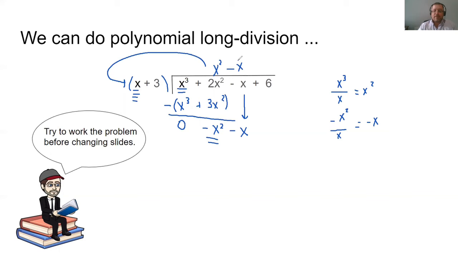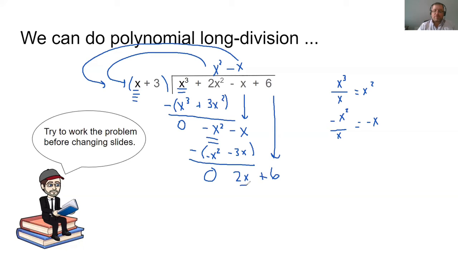Then I take the same negative x, and now I'm going to do the same process. I'm going to multiply it by this binomial. Negative x times x is negative x squared. Negative x times 3 is negative 3x. I put my parentheses. I subtract. Negative minus minus is positive, so this is 0, and that's what we want. Negative minus negative becomes positive, so this is 2x. Be careful with your signs. I bring down the 6.